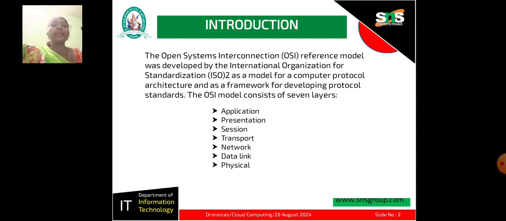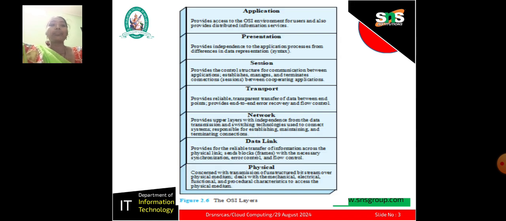This OSI model consists of 7 layers: application layer, presentation layer, session layer, transport layer, network layer, data link layer, and physical layer. So this is the outline of these 7 layers. The physical layer is the first layer, which is sent by the customer to the receiver.